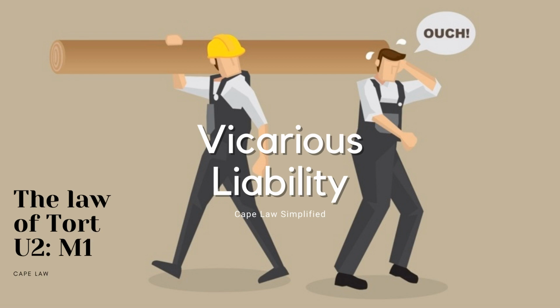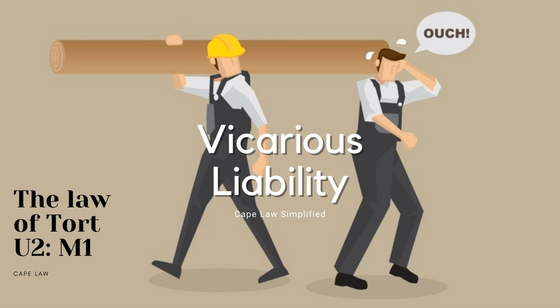So the first one, there must be an employer-employee relationship. A person who is employed to do a job may either be a servant or an independent contractor. An employer is generally not liable for the torts of his independent contractor committed during the course of his employment. This means that it's very important to distinguish between a servant and an independent contractor.